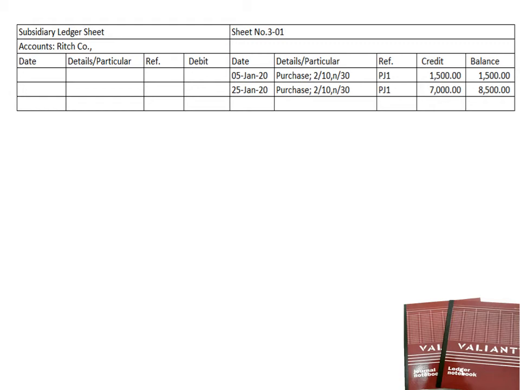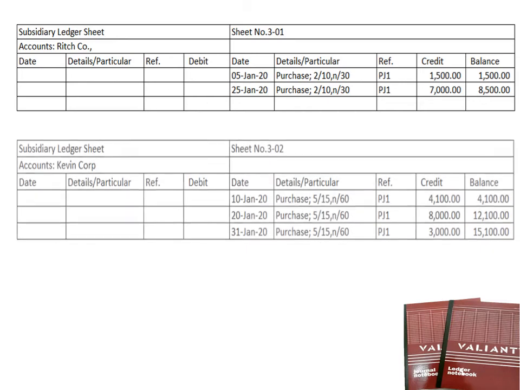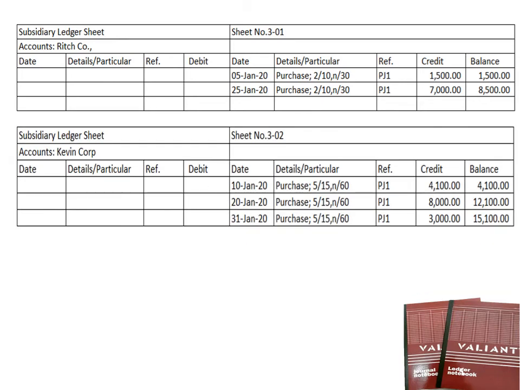The detail, we have purchases and then the term, so that we would know if we want to avail of the discount or not. Then we have another purchase, 210. PJ1 is our reference from which we get this particular posting. We have 1,500 and 7,000, so our liability to Rich is 8,500. If you look at Kevin, it's the same.